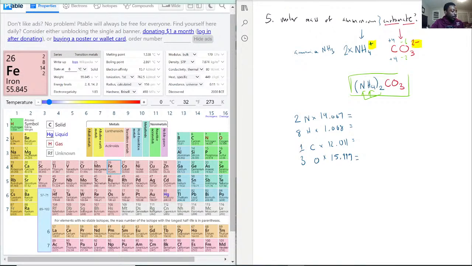Then we make these equal whatever math we need. So 2 times 14.007, that's 28.014. 8 times 1.008 is 8.064. Carbon will stay the same, and 3 times 15.999, we have 47.997. So these are all going to be added together, and now plus that 12.011, and we get 96.086 grams per mole. And this right here would be your molar mass of ammonium carbonate.